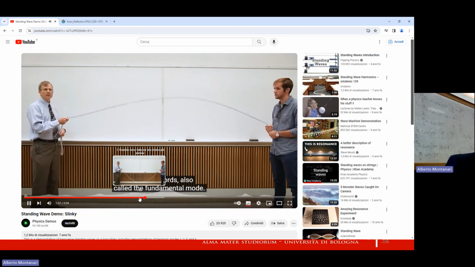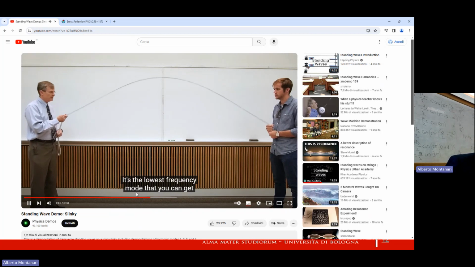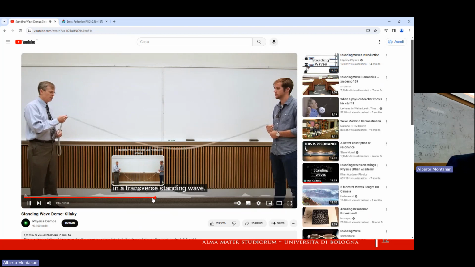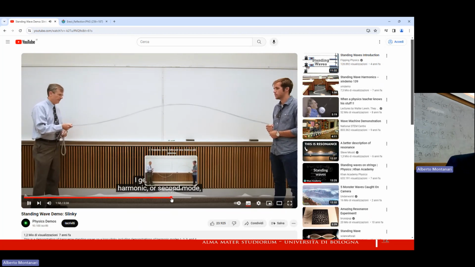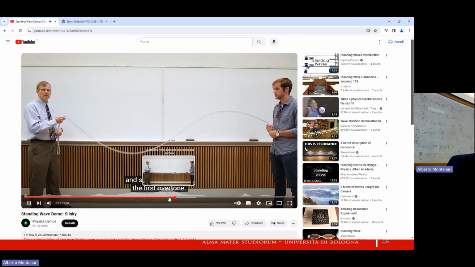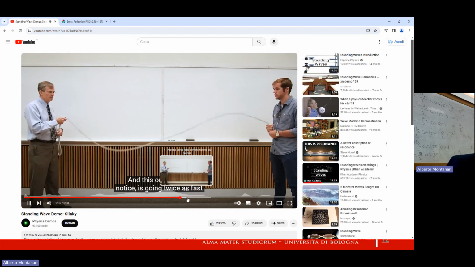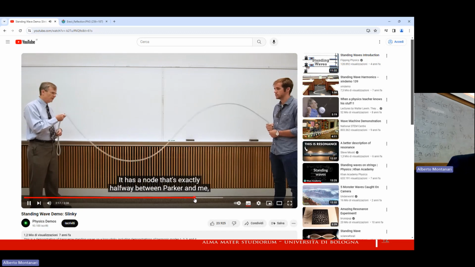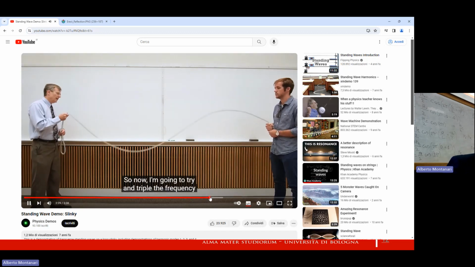This is no nodes, called the fundamental. And look at the period. This is the fundamental mode with no nodes. Now, if you put one node in, you see the period is up. Sometimes called the first harmonic or second mode. And this one, if you'll notice, is going to get twice as fast as the characteristic period of the fundamental mode. And here you have 3 nodes.